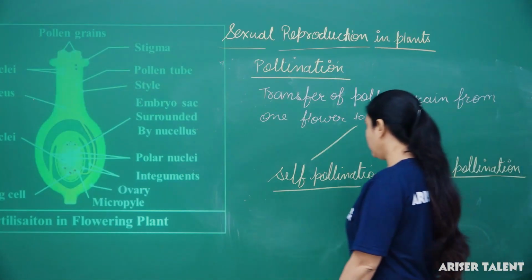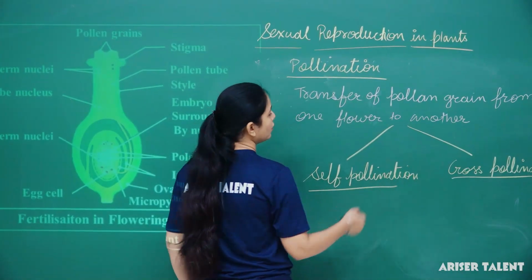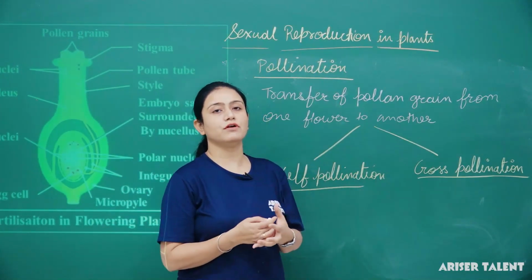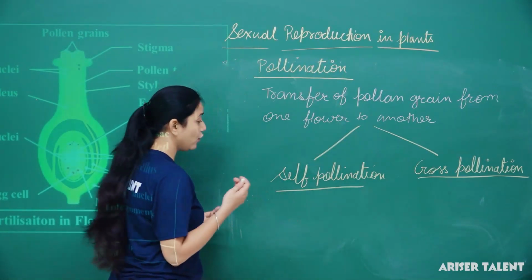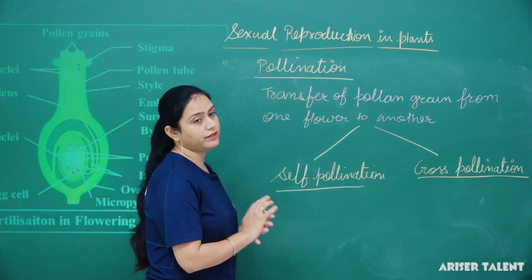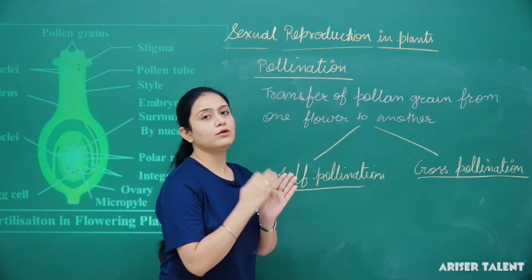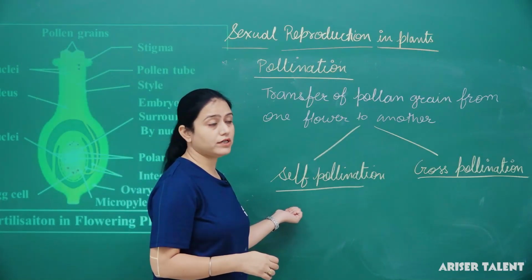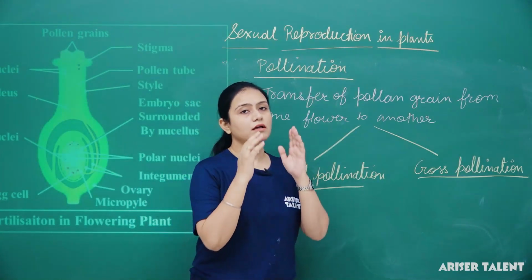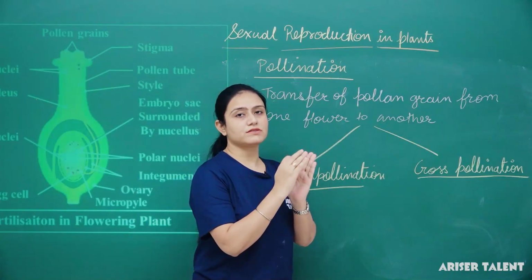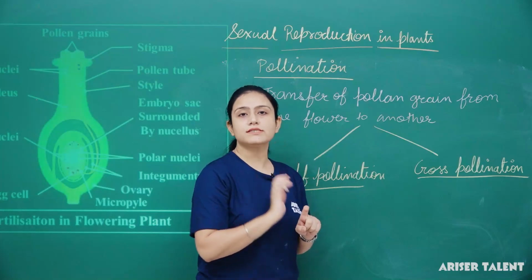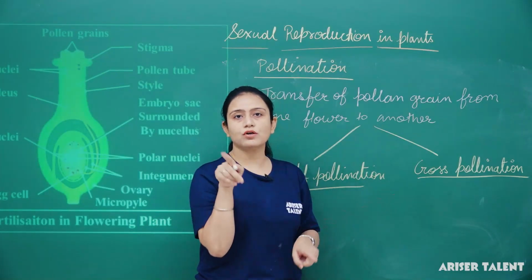So, here we are talking about self-pollination and cross-pollination. Pollination means when the pollen grains transfer from one plant to another. When these pollen grains transfer from anther to the stigma of the same plant, that is known as self-pollination. But when the pollen grains transfer from anther to the stigma of a different plant of the same species, that is known as cross-pollination.